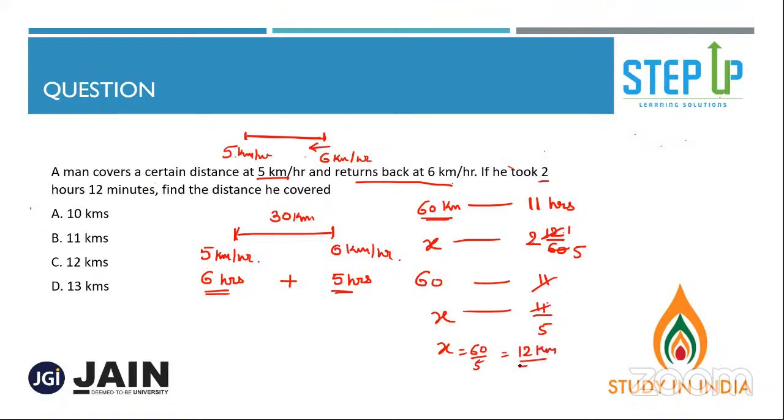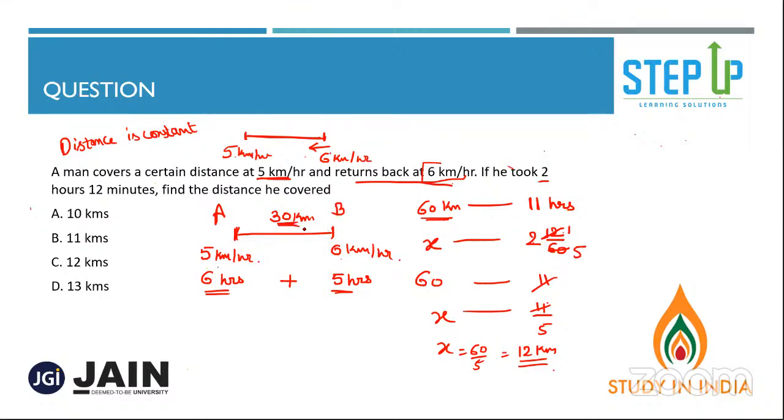12 kilometer. Okay. What I'm doing here is, I have taken the LCM of 5 and 6. So I got to know that distance is constant. Whenever distance is constant, I'll take the LCM of the timings. Whenever something is constant, I'll take the LCM of something which is given. So here, distance is constant. I took the LCM of 5 and 6, 5 kilometer per hour, 6 kilometer per hour. So the LCM of 5 and 6 is 30.